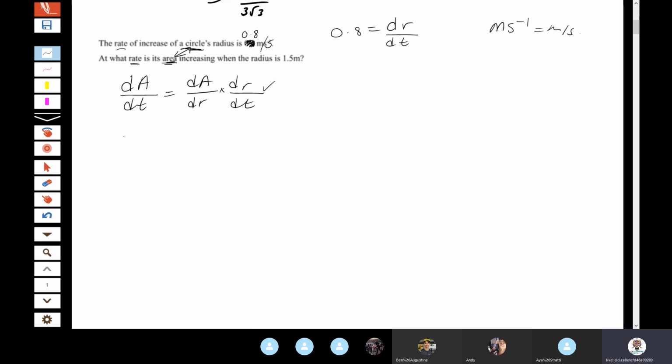What's the area of a circle? Pi r squared. Then what's dA on dr? Well, that means differentiate this one with respect to R. So bring the 2 down, 2 pi r. So dA on dr is 2 pi r. You want the radius to be 1.5. Sub it in. 2 times 1.5. I'll just leave it in exact form. That becomes 3 pi. And you're done. dA on dt equals dA on dr, which is 3 pi, times dr on dt, which is 0.8.